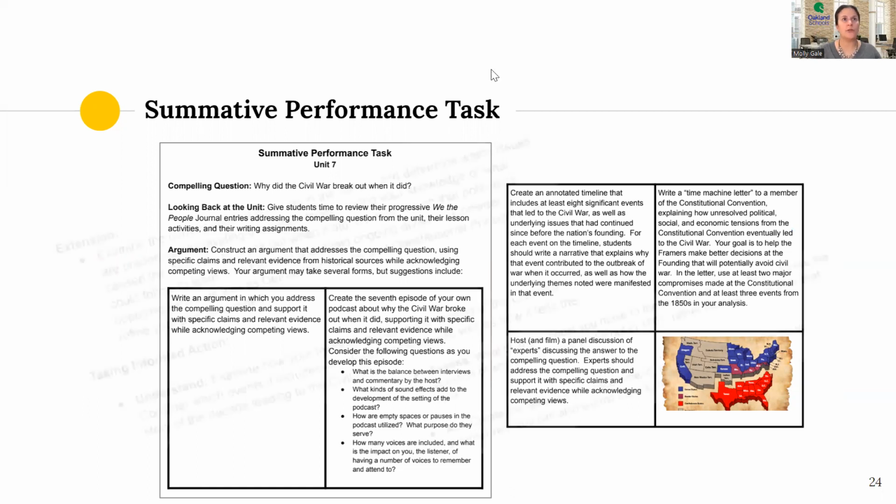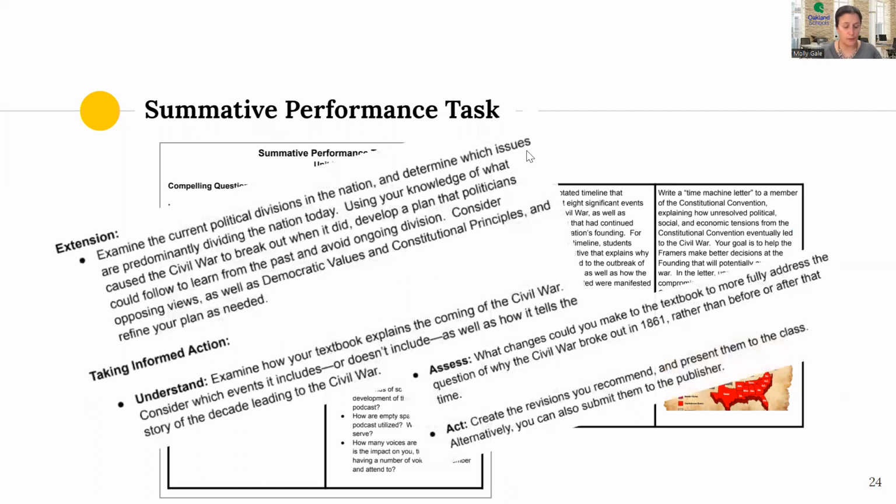As an extension, students examine current political divisions to determine which issues are predominantly dividing the nation, and then they develop a plan that politicians could follow to avoid ongoing division. And then they look at their textbooks, or a textbook they have access to, the explanation of the coming of the Civil War, and they look at what was included and what was not included. They come up with some ideas of changes they would make to more fully address why the war broke out in 1861, and then they create revisions and either present it to their class or submit it to a publisher.